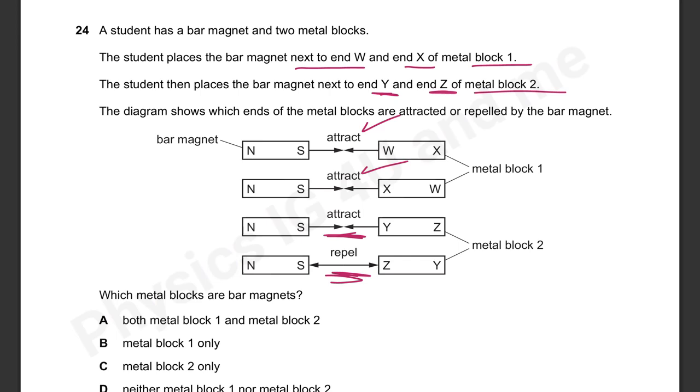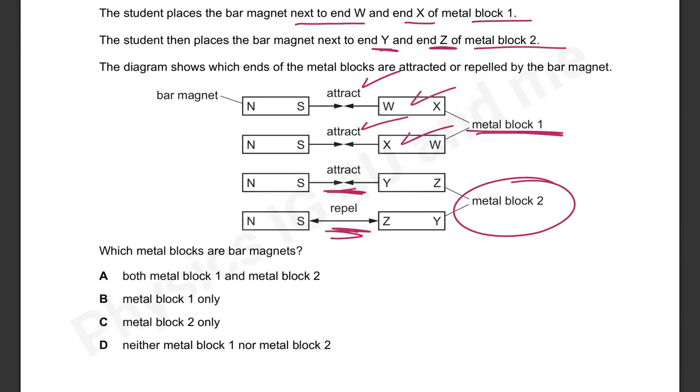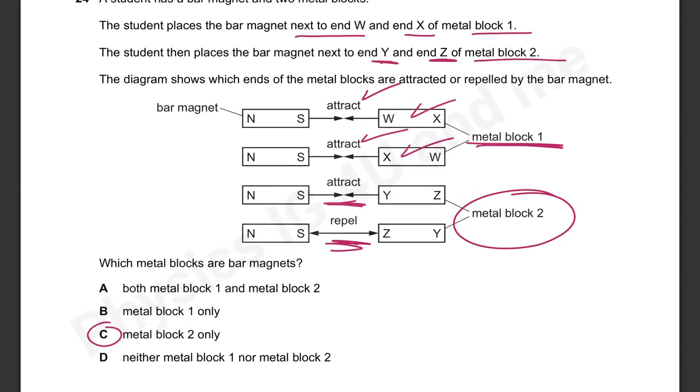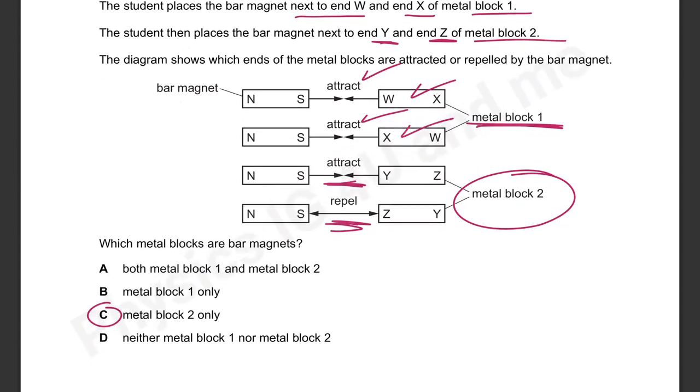Okay, notice like this one, block 1, it is attracted here and here, so it's wrong. Why? Because if block 1 was a magnet, it's going to be attracted once to the south and repelled. Which is what actually happens with metal block 2. Okay, so it's only metal block 2. It's option C. Okay, I hope it's clear. So question 24, it's option C.